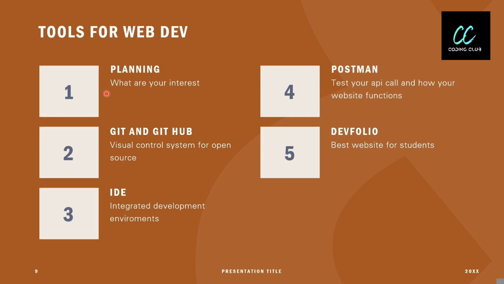So don't go for full stack web development just because your friend is doing it. Pick your interest. If you are interested in art, designing, everything, go for front end. And if you want some coding stuff and want to work on databases, Google Cloud, you can work on the back end. And if you think, okay, I can do both of them at the same time, then you can go for full stack web development.